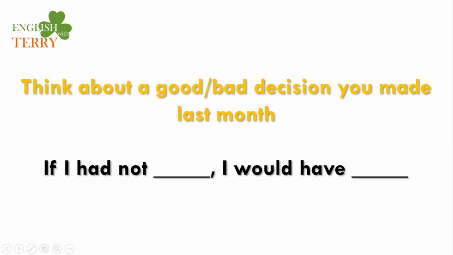So think about a good or bad decision you made last month, right? Try to finish the sentence in the comments and try to start practicing this grammar for yourself. If I had not, blank, I would have, blank, right? If I had not started this YouTube channel, I would have, I don't know, written a book, maybe. If I had not started this YouTube channel this month, I would have worked on my other materials. I would have worked on my other courses. That's what I do.